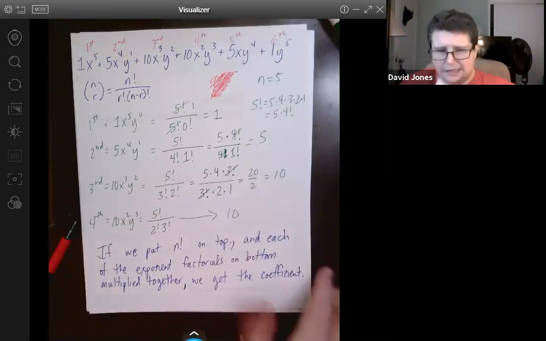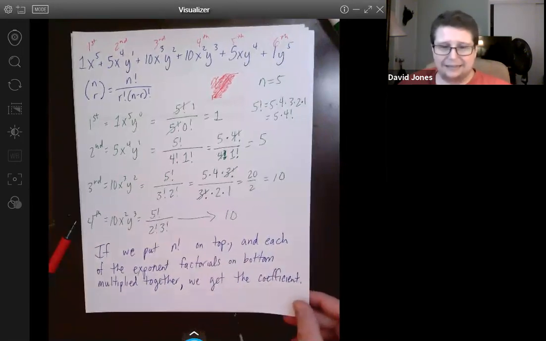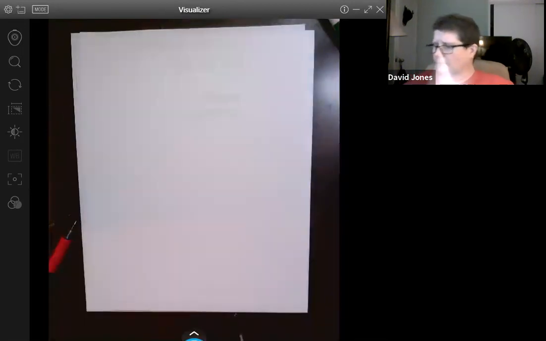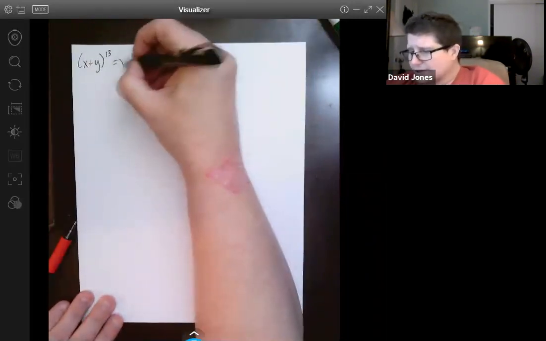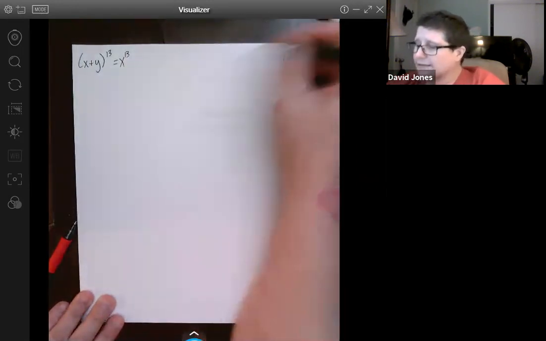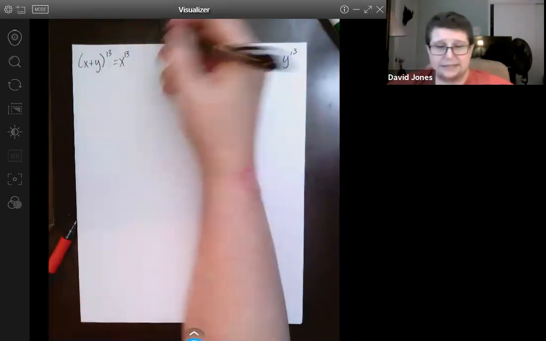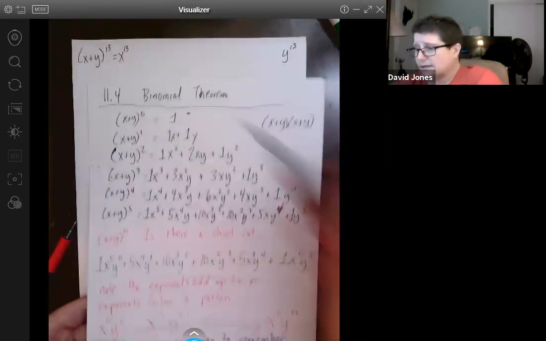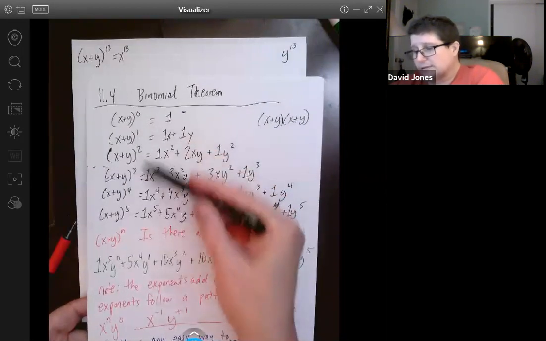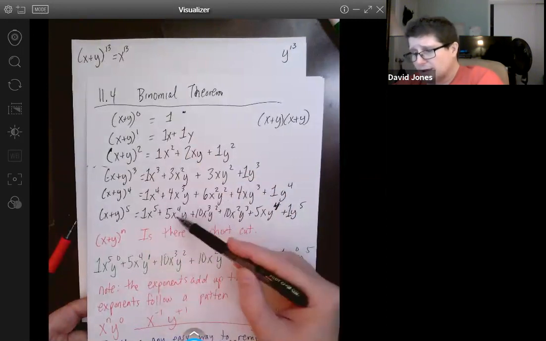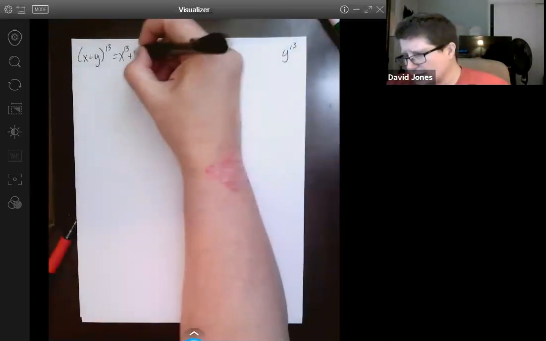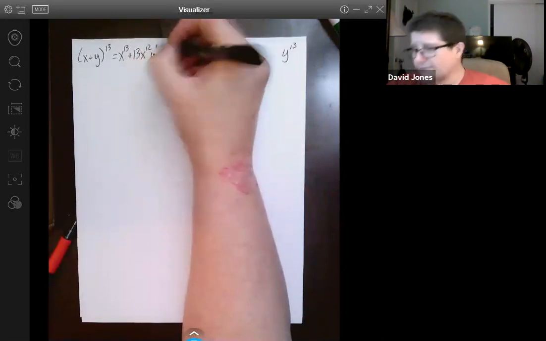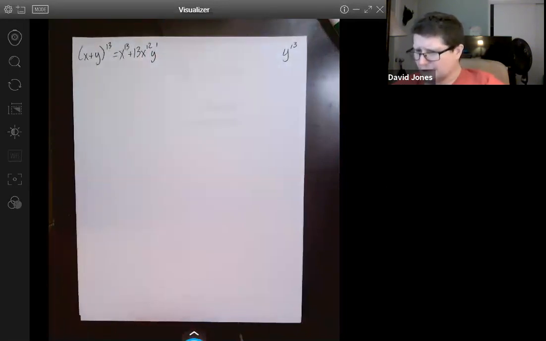So I said, let's try something hard. Let's do x plus y to the 13th power. Let's take a look at that. I don't want to write the whole tree, but I can do that. I know that there's an x to the 13th there, a y to the 13th there. And notice when we started this off, the coefficient of the second term is always the exponent of the big binomial. So x plus y to the 5th power, 5. This one should be 13x to the 12th y to the 1st. And then I don't know the next one. Let's figure it out.